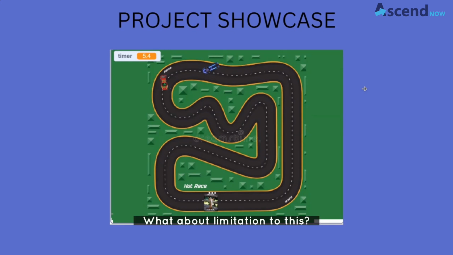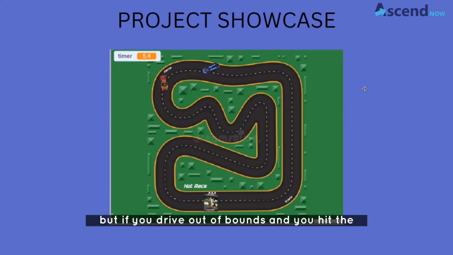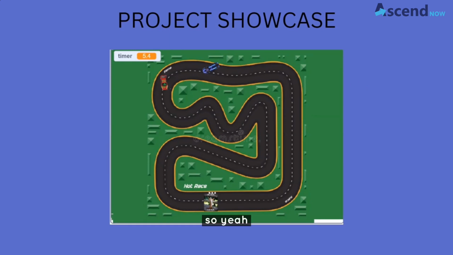What about the limitation to this? So you play as the car, right? But if you drive out of bounds and you touch the yellow thing, that means you get to go back to the beginning and you have to restart all over again. So yeah, try not to go out of bounds. That's all I have to say if you want to play this.